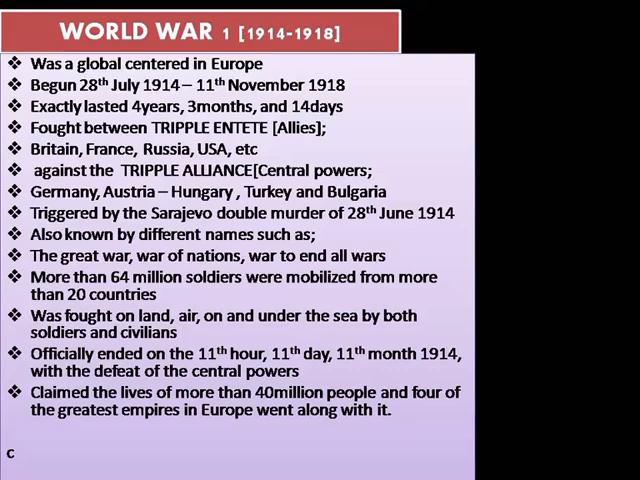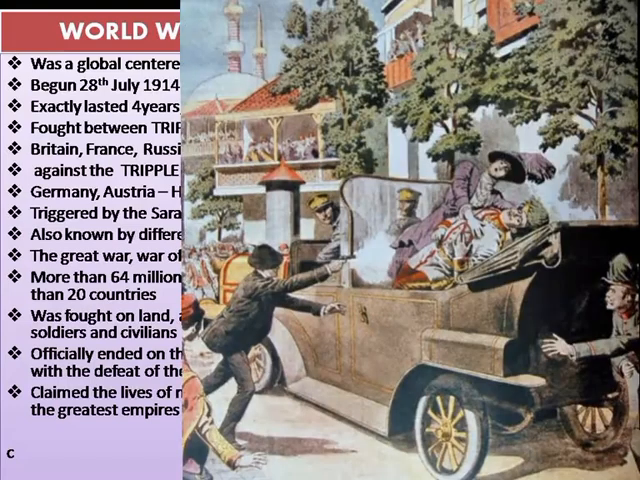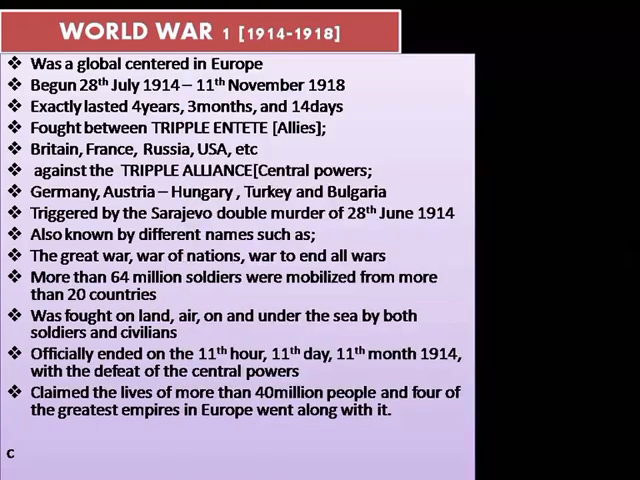What caused this war, the spark factor or immediate cause, was the Sarajevo double murder, and this happened on 28th June 1914. World War I is one of the most destructive wars in human history, and it is also known by different names. Some historians call it the Great War, others call it the War of Nations, while others call it the War to End All Wars.